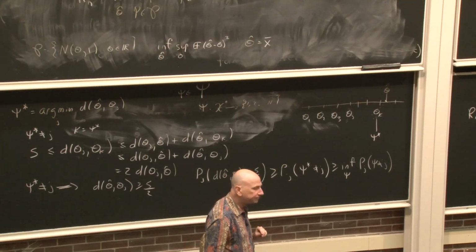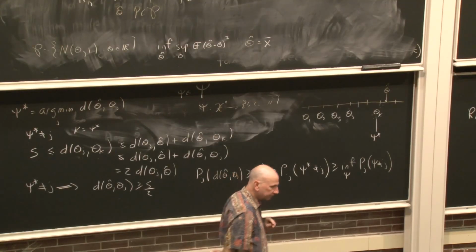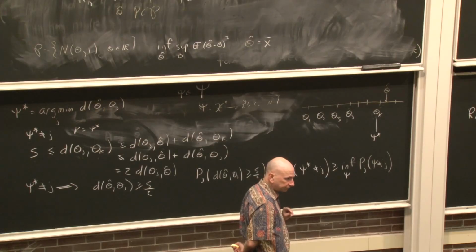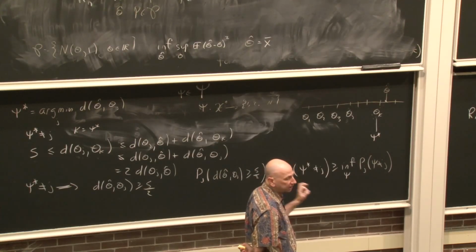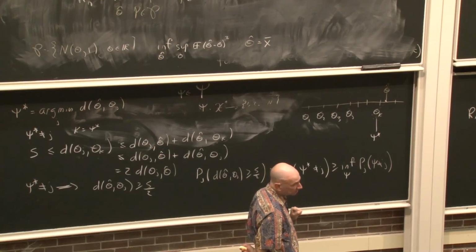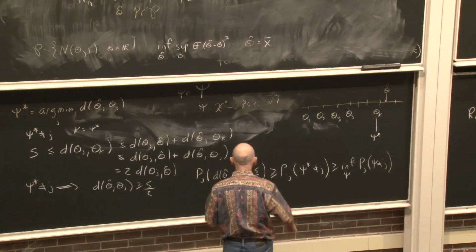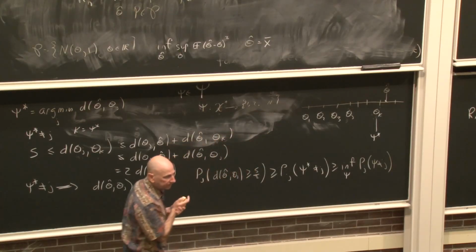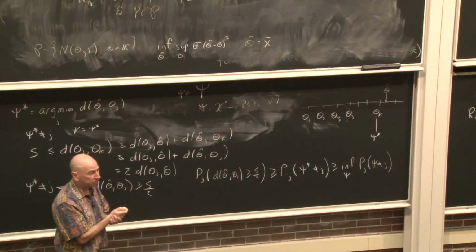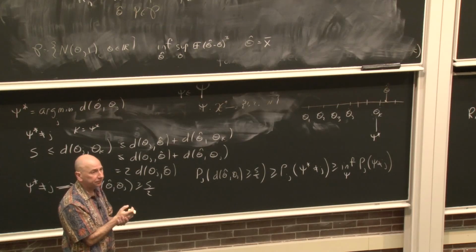Can we say that phi always outputs j? No, phi always outputs a number between 1 and n. All mappings that take the data and output a number between 1 and n. It's a guess at which distribution generated the data.